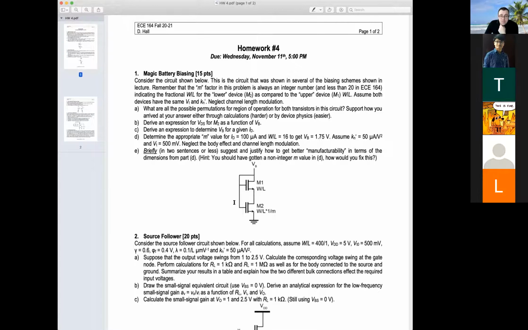I think that one thing should be very obvious quickly is that if I have the same current through both of these devices, and the gates are tied to the same voltage, it should be immediately obvious that they can't be in the same region of operation, because the sources are not tied together. And so that means that one of these devices or both of these devices are going to be in triode, and only one of them can be in saturation.